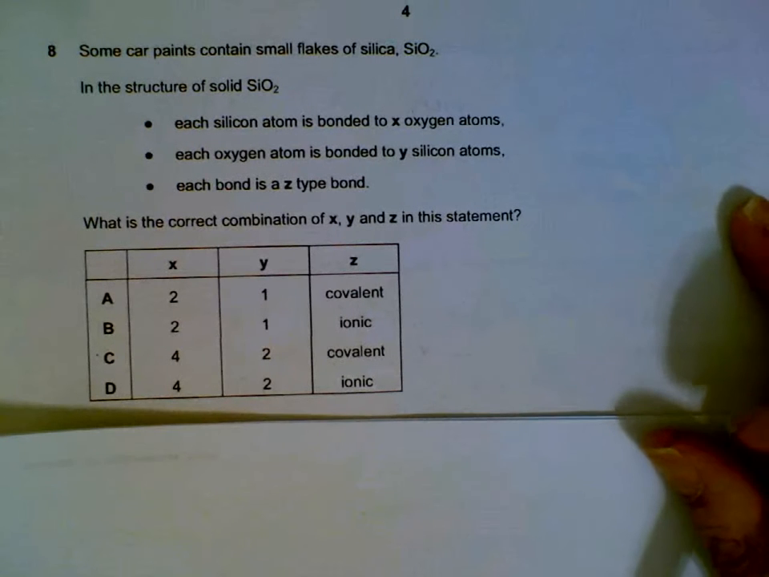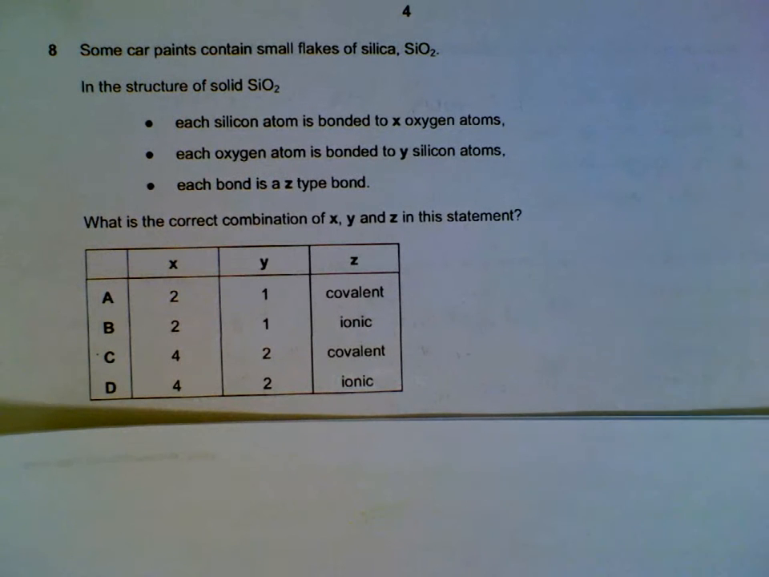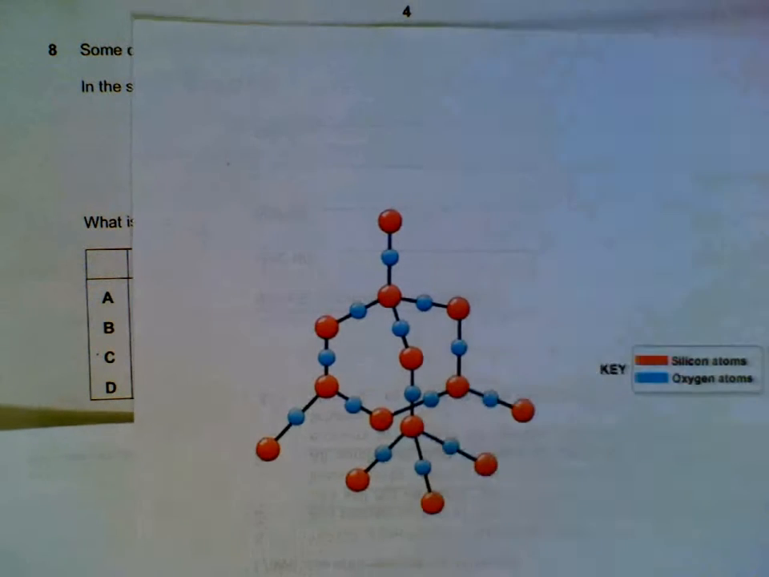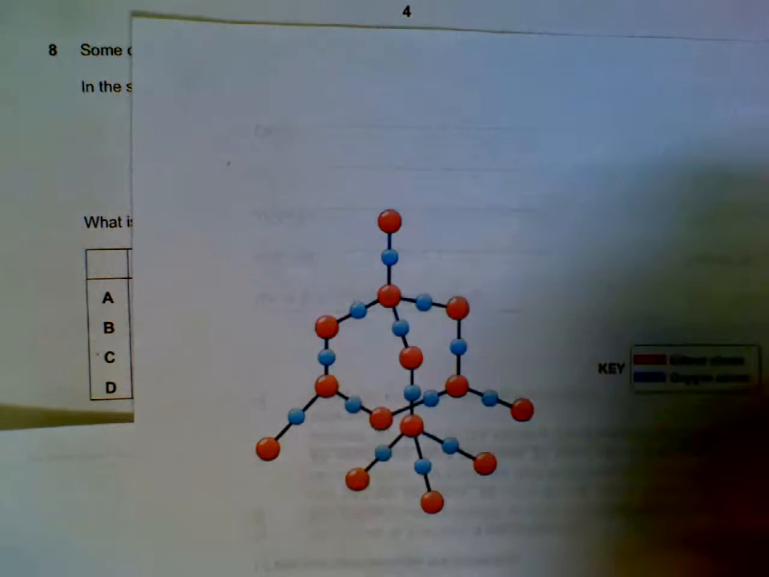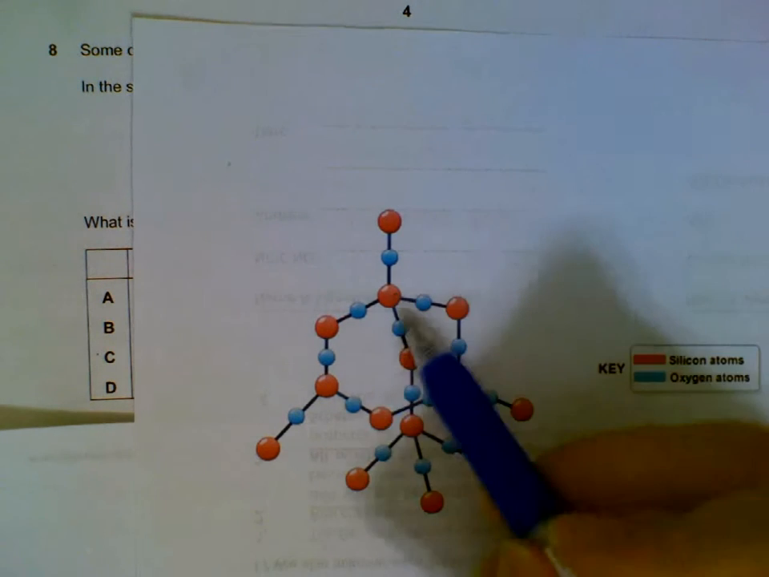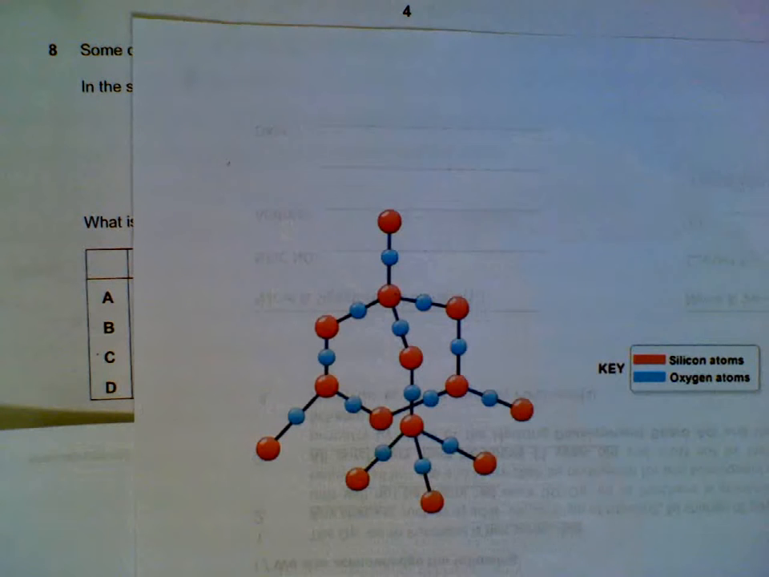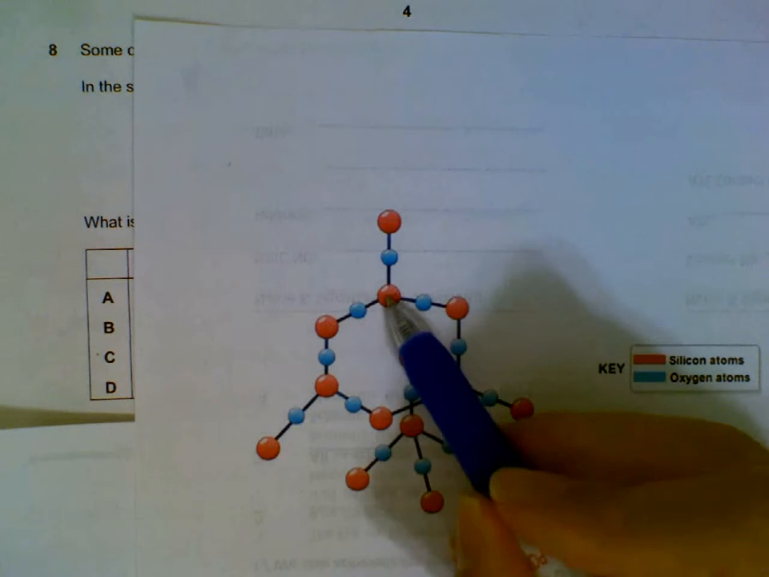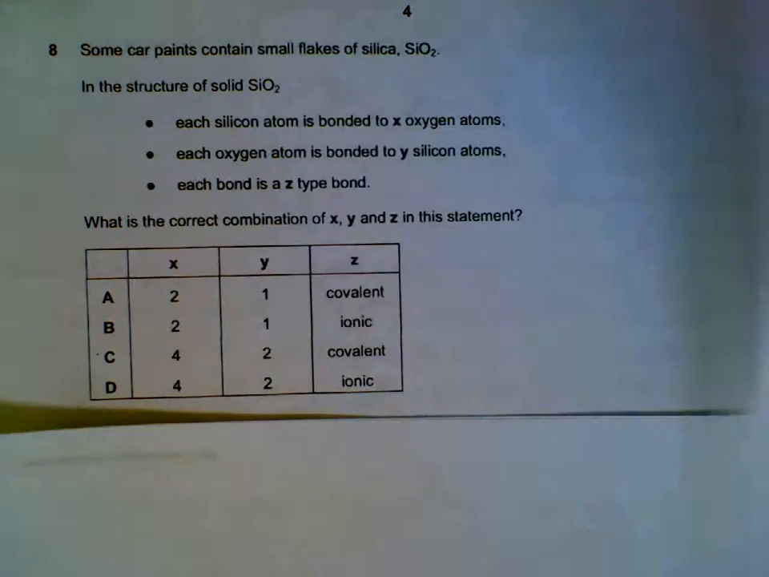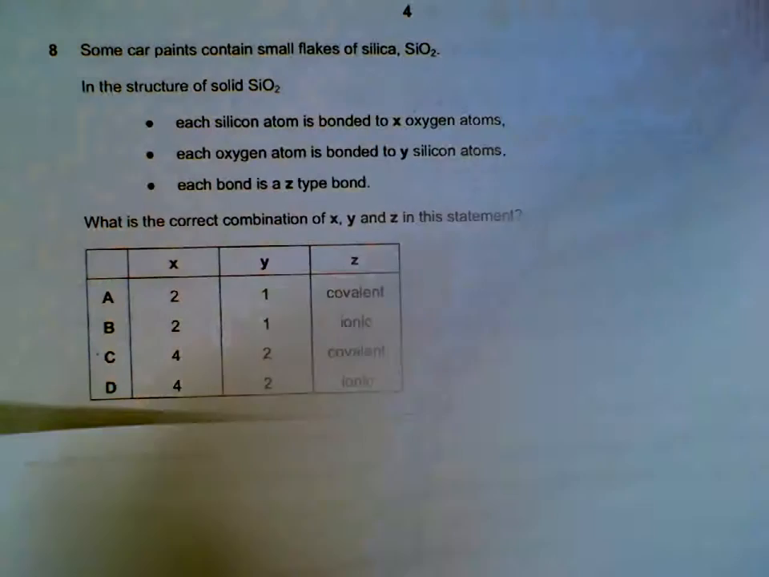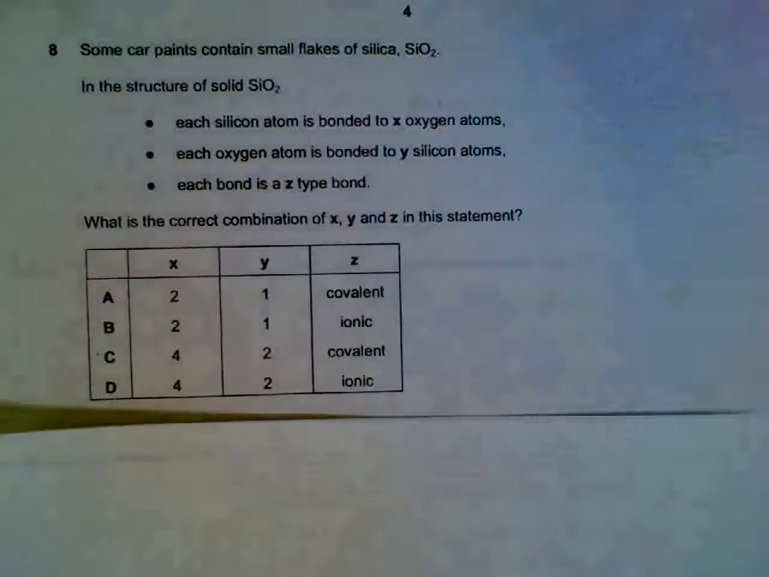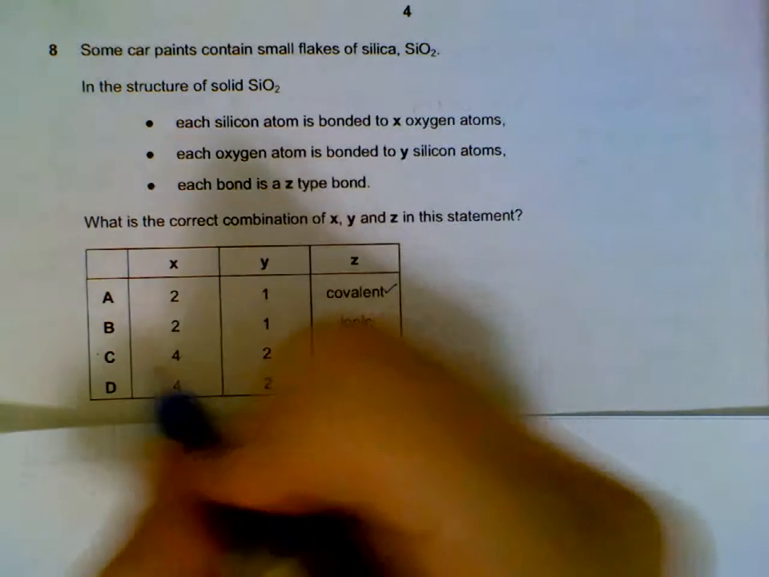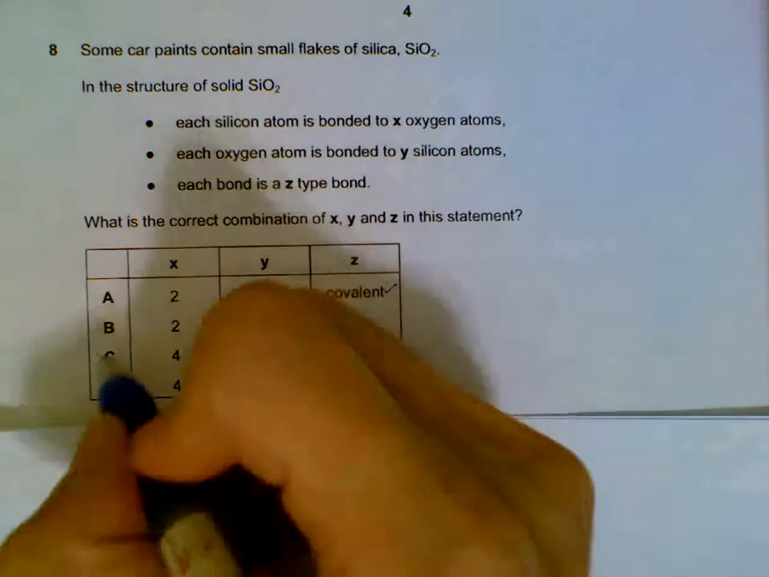Number 8, structure of silicon dioxide. Understand that silicon dioxide is a giant covalent structure, something like diamond. We have our silicon here. It is joined to 4 oxygen, and each oxygen is joined to 2 silicon. These are of course covalent bonds, a giant covalent structure. If we have covalent bonds, that might be the easier one to sort out. And understand that 1 silicon to 4 oxygen, 1 oxygen to 2 silicon.